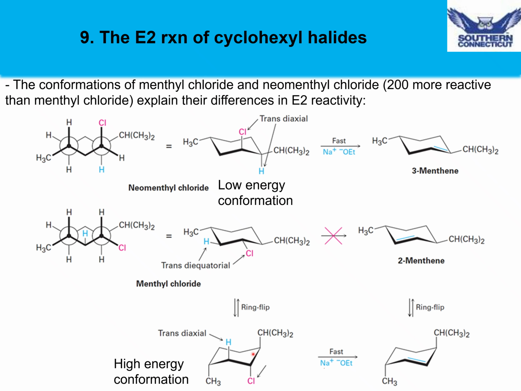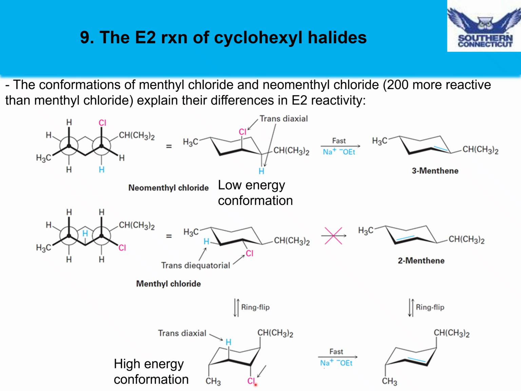You might recall that typically we want groups that are larger than a hydrogen to be equatorial for a more favorable chair conformation. And so this chair conformation with everything being equatorial is more stable than the axial conformation shown here. But this particular chair conformation happens to have a hydrogen and a chlorine that are trans diaxial to each other, which is a requirement for E2.